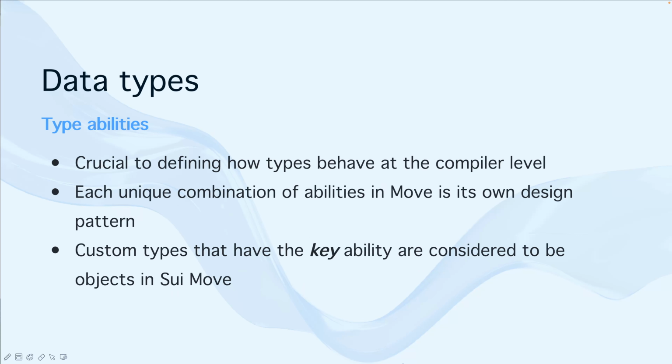All right, so for the type abilities, abilities are pretty crucial to define how objects behave in Move at the language level. Each unique combination of abilities in Move is its own design pattern. So custom types that have the key ability are considered to be objects in Sui Move. Objects are stored in global storage and can be transferred between accounts. We will study abilities and how to use them in Move throughout the course.